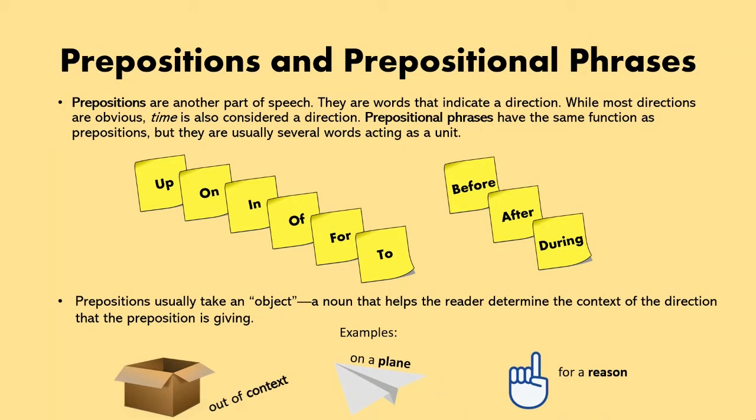Some examples of prepositions include up, on, in, of, for, and to. And some time-directed prepositions include before, after, and during. Prepositions usually take an object, or a noun that helps the reader determine the context of the preposition's direction. Some examples include out of context, on a plane, or for a reason.